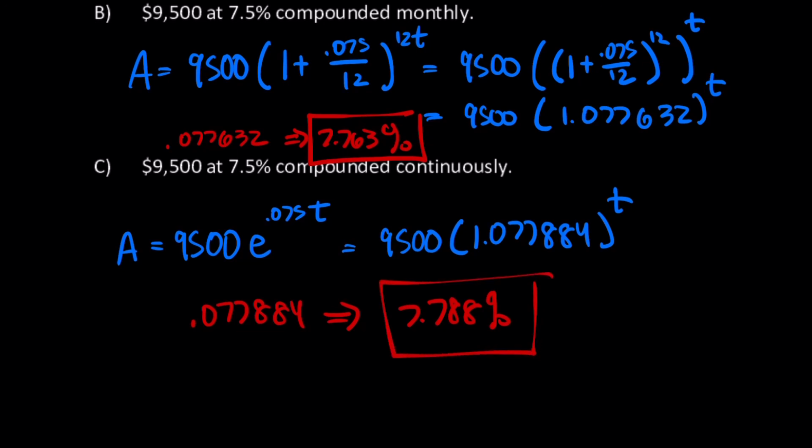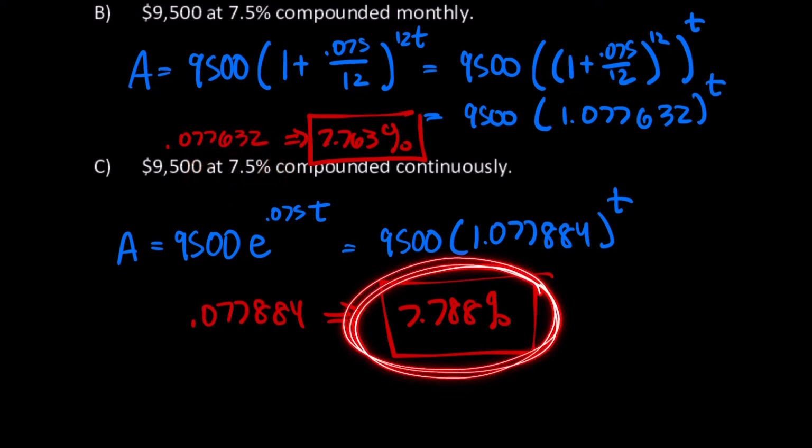So again, if you notice here, 7.5% becomes this when I compound it continuously. So you might see a question that says, what is the maximum annual rate of return on a 7.5% investment for the year? That would be 7.788. That's the maximum. What is the minimum? Well, the minimum is 7.5. If you just compound it one time, it's 7.5. Continuously, it can get as high as that.